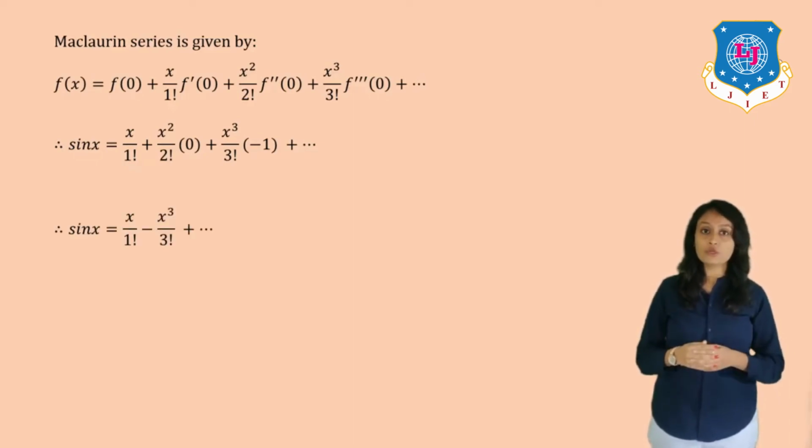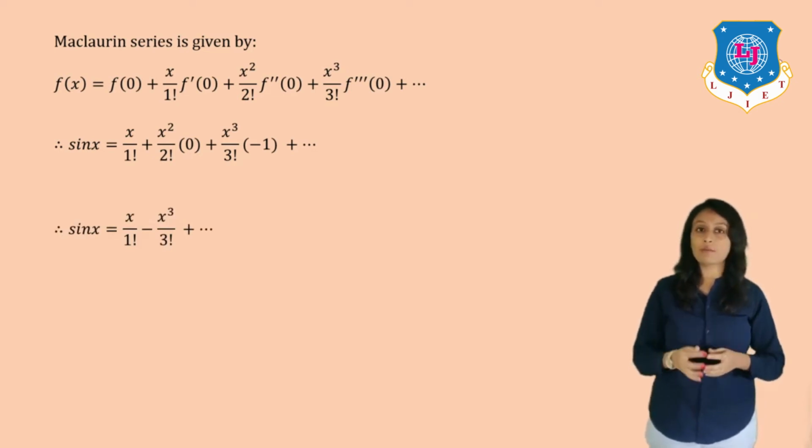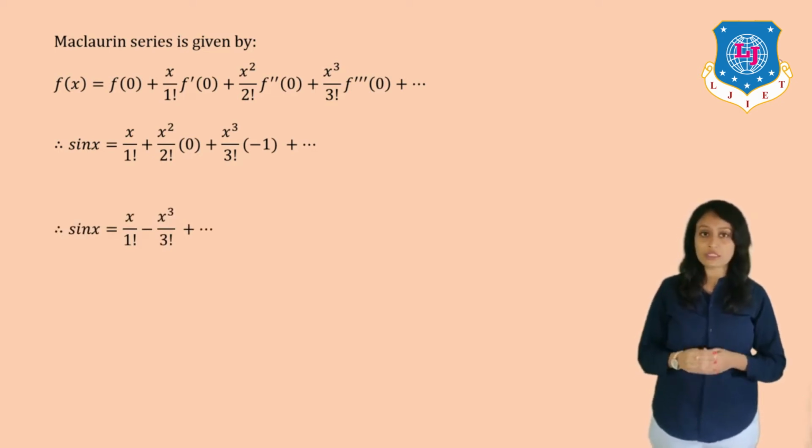Simplify it. So you will get sin x is equal to x upon 1 factorial minus x cube upon 3 factorial and so on. So this is the Maclaurin series of sin x.